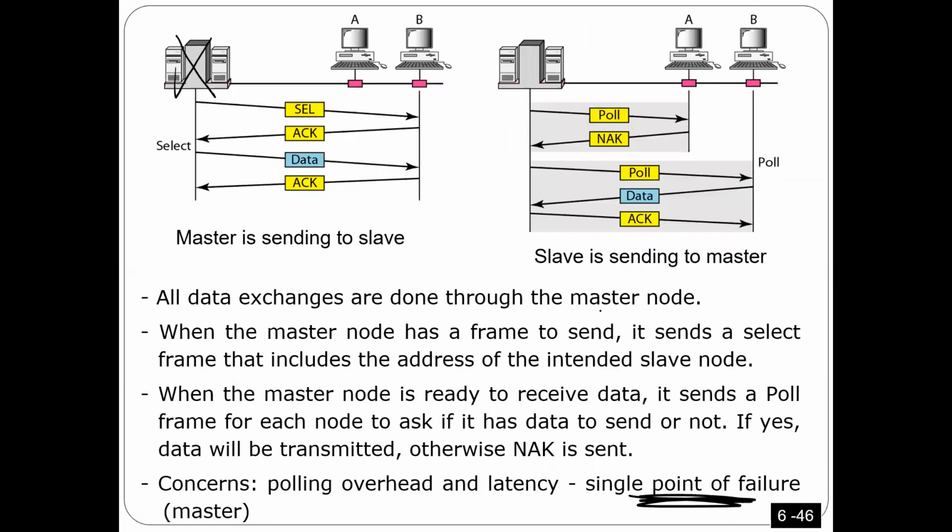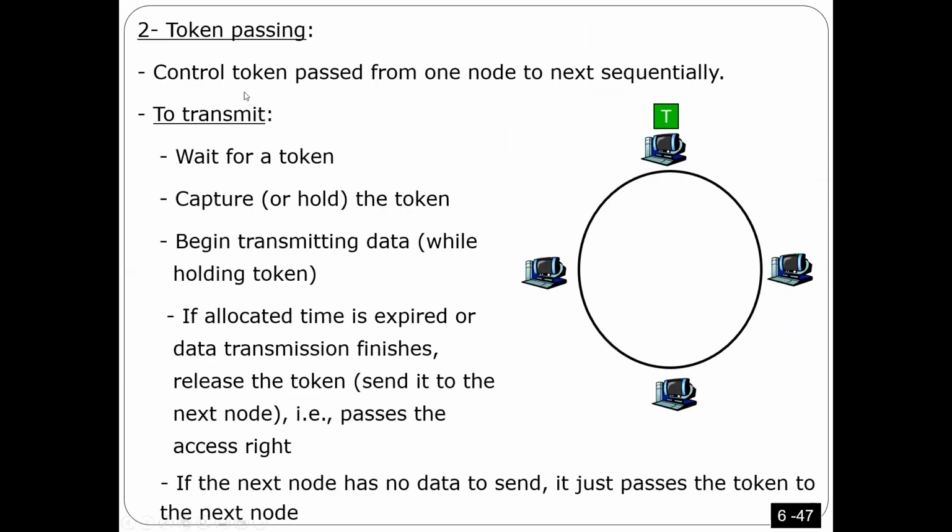Okay. The second one is very interesting. We call it token based. There is something we call a token. It's a special message. Here, this token is going to be passed from one computer to another sequentially. And you can only transmit if you have the token. If you don't have the token, you are not going to transmit.